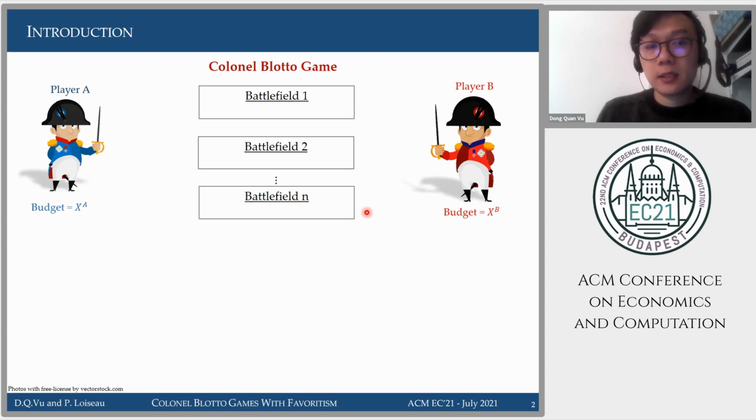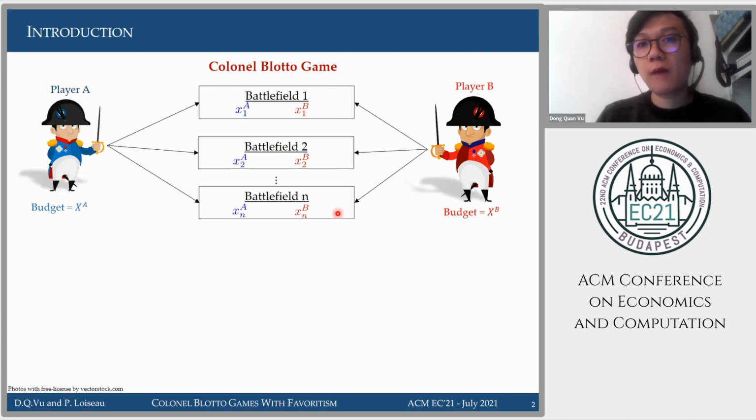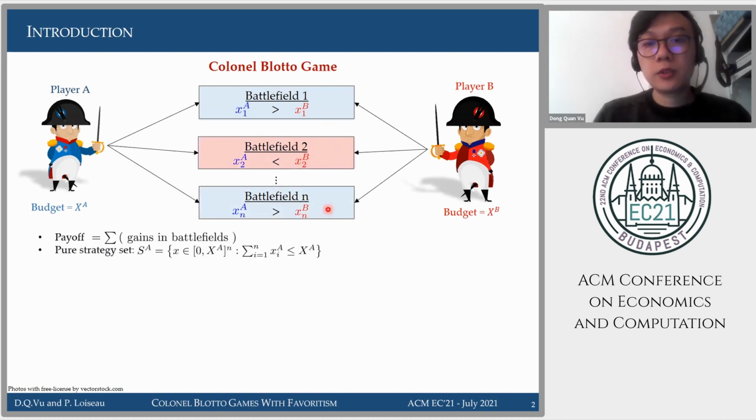When the game begins, the players simultaneously distribute their resources towards the battlefields, and the outcome of each battlefield will depend on the allocation of the players there. For example, if the allocation of player A is larger than that of player B, then player A will win this battlefield and gain the corresponding value. Conversely, if player B has a larger allocation, he will win the battlefield and gain the value, and so on. So the payoff of each player will be the summation of the gains that the player has in all the battlefields. And the pure strategy set of each player is the rescaled simplex like this.